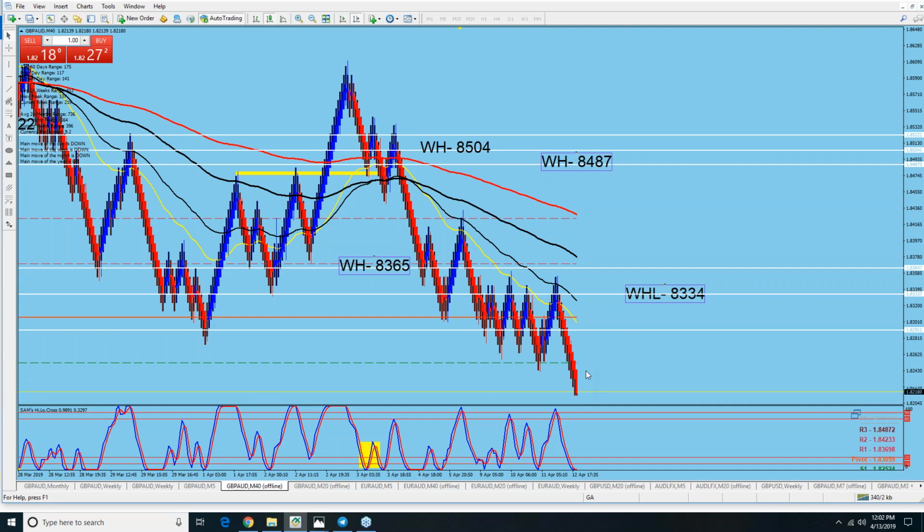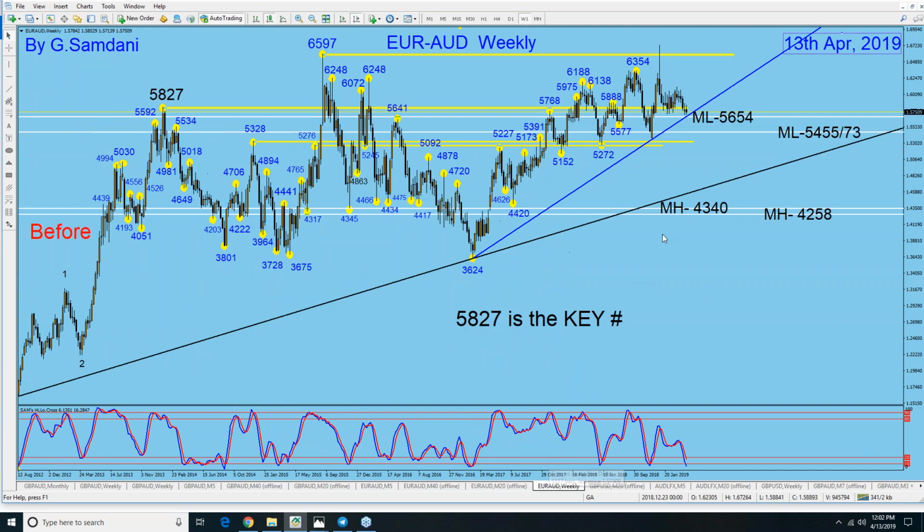This is pound Aussie. Now, same thing, EUR-AUD weekly chart. We look at the weekly chart and we see that for several weeks we are dropping, and the key number right here is obviously 5827. That's an outstanding number here, standing alone. Very solid, very big number. And last week we closed kind of below 5847, right?